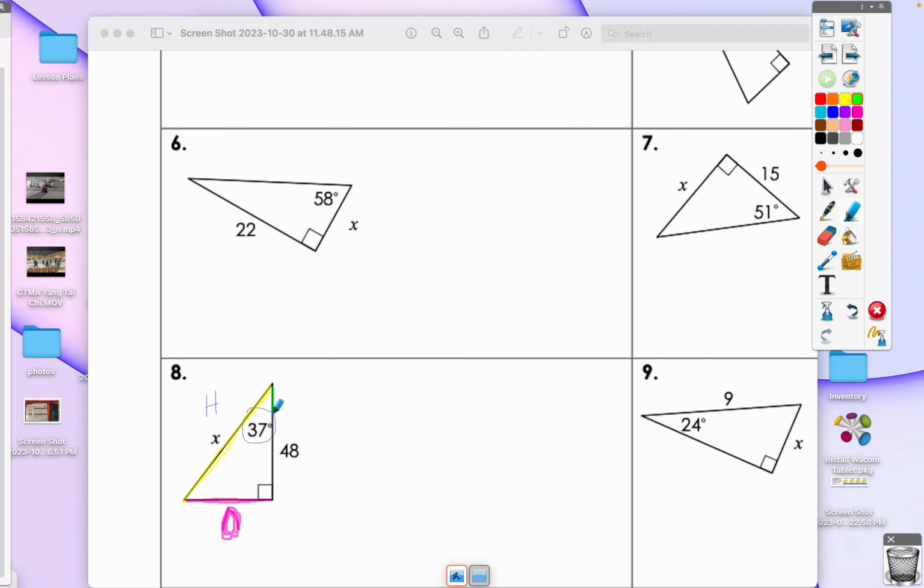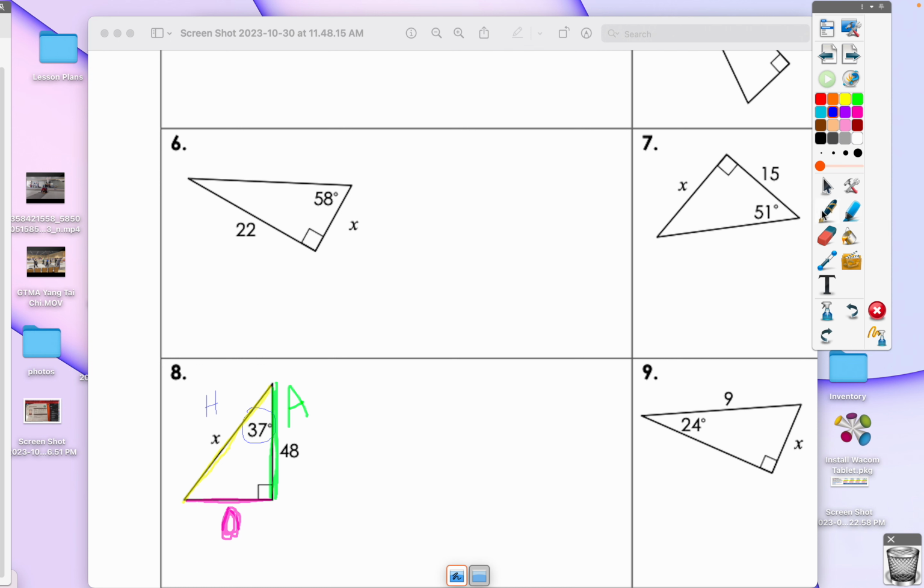All right, and the fourth thing I have you guys do is to identify the adjacent side. That's the side that does touch the 37. That's going to be your 48 side. This is your adjacent side. So step number 1, circle the angle. Step number 2, find the hypotenuse. Step number 3, find the opposite side. And step number 4, find the adjacent side.